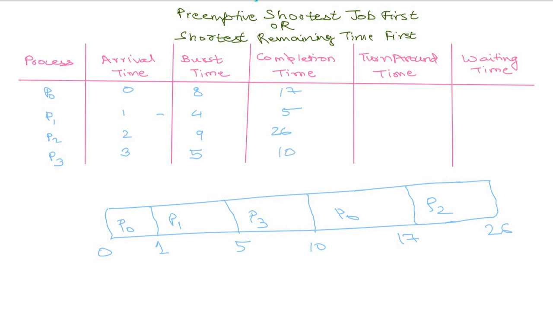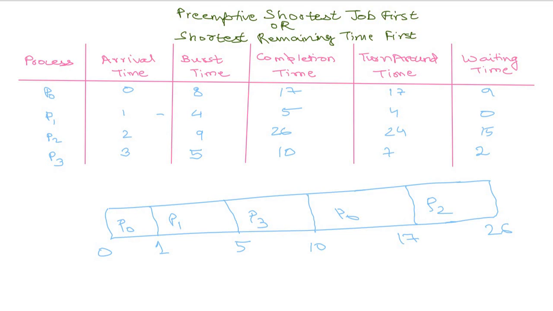Now let's calculate the turnaround time. The turnaround times would be 17, 4, 24 and 7. Then the waiting time. As we know, waiting time is turnaround time minus the burst time. So we'll have 9, 0, 15 and 2. What we can see here is that the waiting time for P1 is 0 because we got P1 completed immediately.